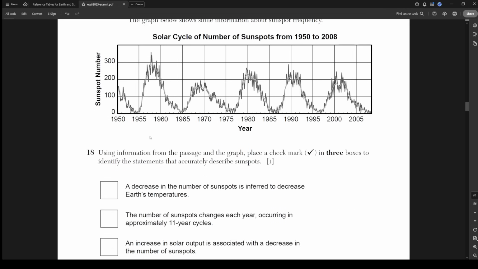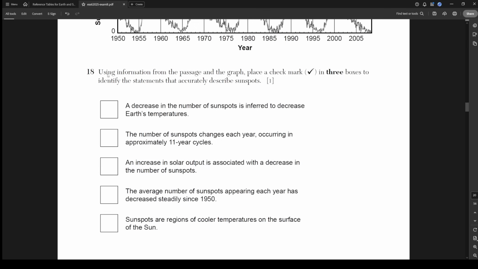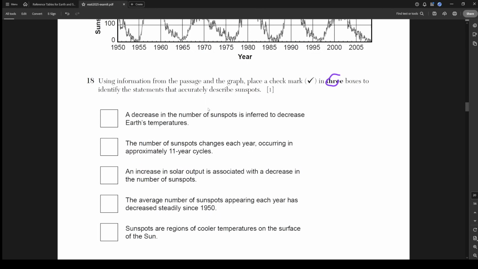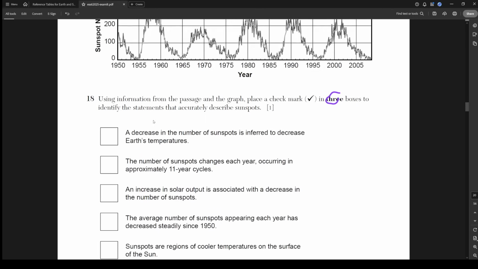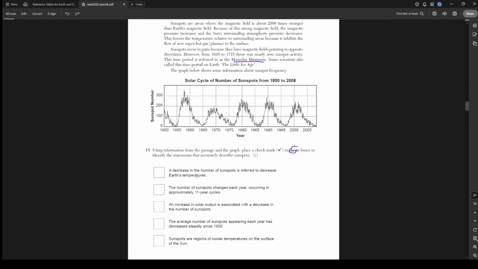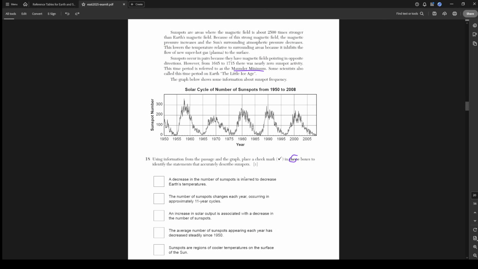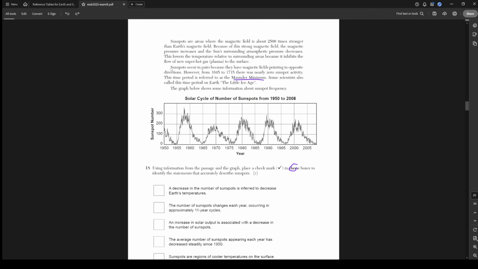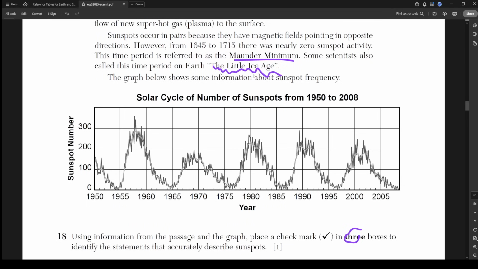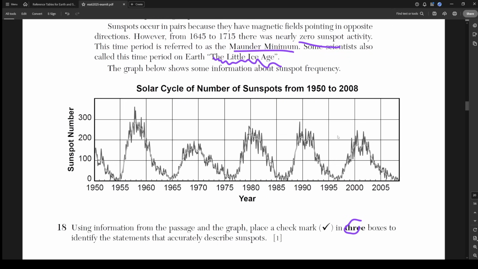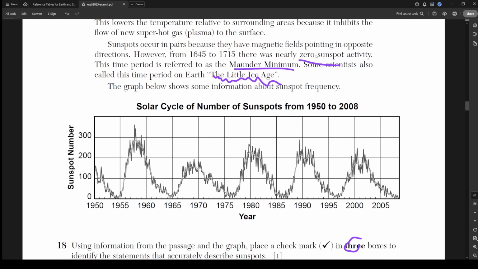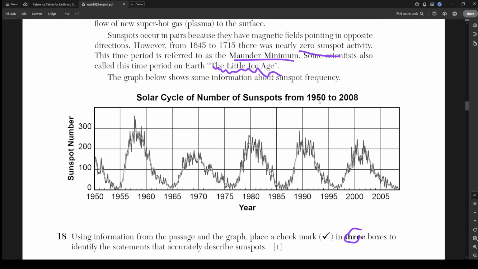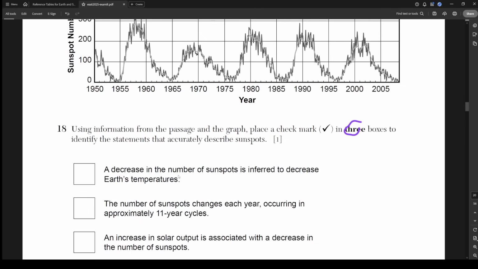Okay. Let's just see what this says. We might have to reread that. Using information from the passage, place a check mark in 3 of the boxes to identify the statements that describe sunspots accurately. Okay, so a decrease in the number of sunspots is inferred to decrease the temperatures. So since it says up here, some scientists also call the time period on Earth the Little Ice Age, when there was zero sunspot activity. Based on that, a decrease in the number of sunspots decreases the temperature of the Earth. So that is right.